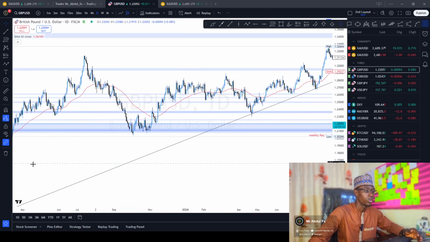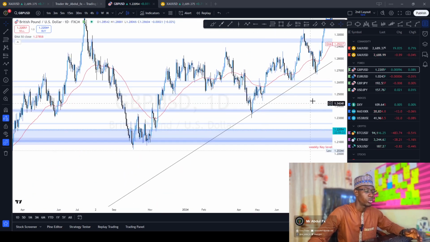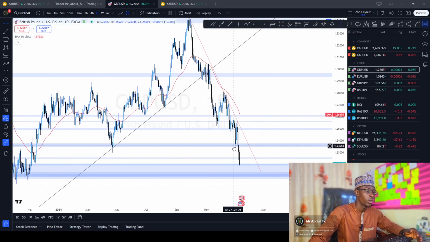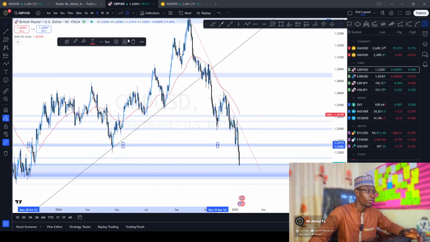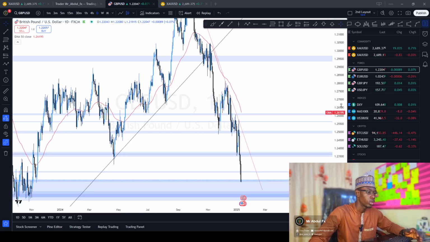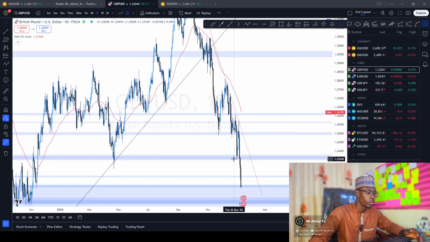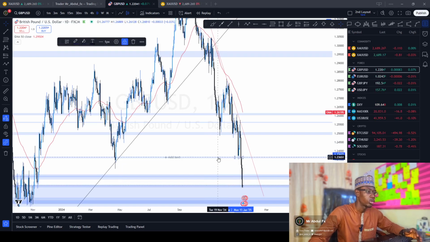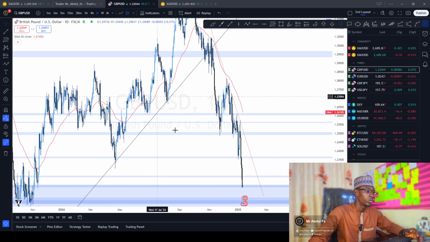Wow, I don't know why my chart looks very pretty like that. Maybe it's because I have just drawn another line on it. So this needs to go.